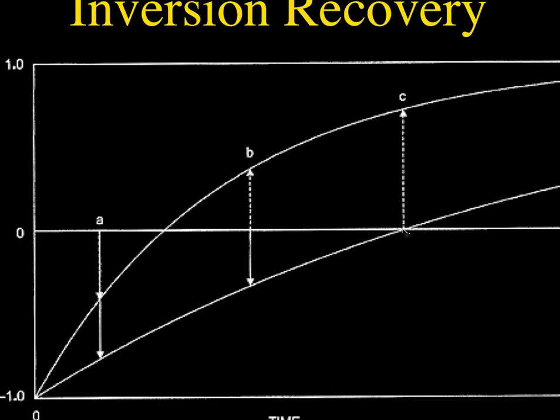STIR was initially developed to nullify fat in the subcutaneous tissues of the chest, because with chest breathing, when people try to do chest MRI, you'd get a lot of artifact from the breathing, and you'd get what looked like ring artifact going through the chest. So by nullifying the fat in this way, you could improve the images of the thoracic cavity.